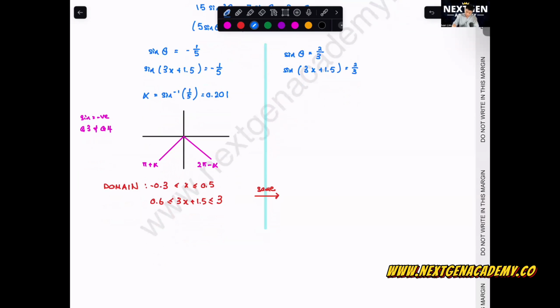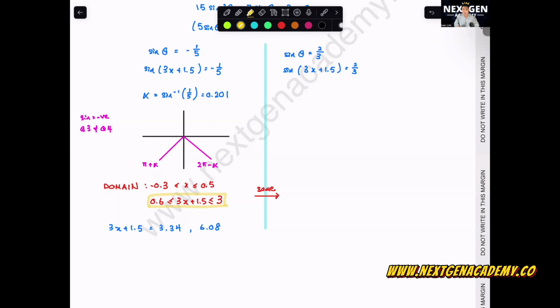Now I want you all to type into your calculator the two values, pi plus alpha. You put pi plus 0.201, we will get 3.34, and 2 pi minus alpha, 2 pi minus 0.201, we will get 6.08. Look at these two values. Is it within this domain, 0.6 to 3?